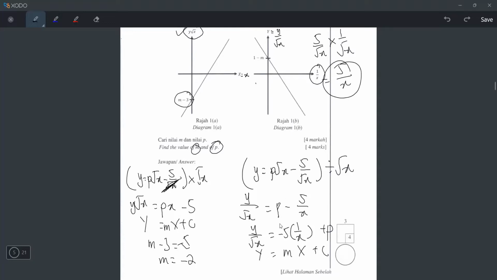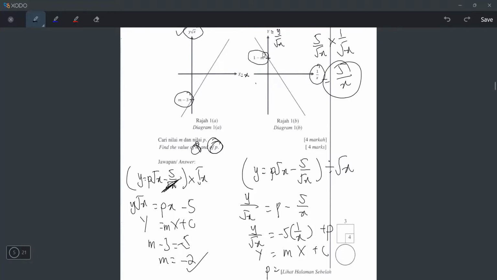But I don't think I will be using the gradient to help me solve this question, because what they want is the value of m and p. I already got my value of m, I just need my value of p. And how to find the value of p? p is actually the y-intercept. But from the diagram, did they give you a y-intercept?